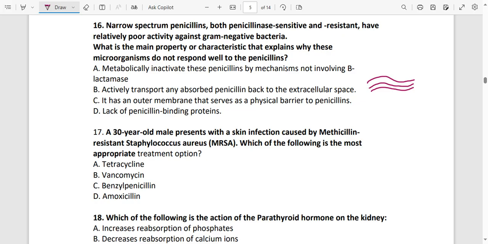Actively transport any absorbed penicillin back to the extracellular space. So if we pick B, we should be thinking of why gram positives don't do it. Why don't the gram positives take it back to the extracellular space? D. Lack of penicillin binding protein. So let's also think about D. If we picked D, we would ask ourselves, why don't the gram positives behave the same? Because both have a cell wall and a cell membrane. Specifically, penicillins are cell wall inhibitors. So why are we really not binding? Because gram positives and gram negatives both have a cell wall.